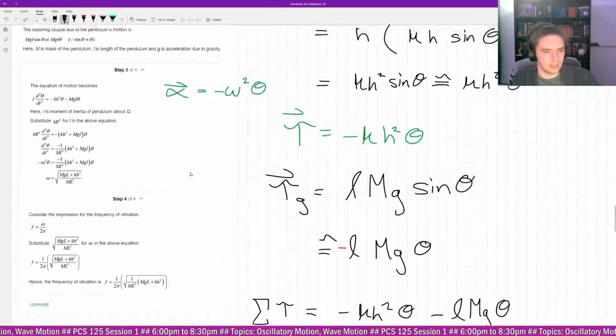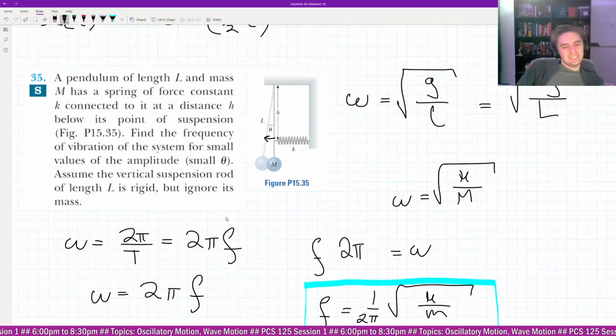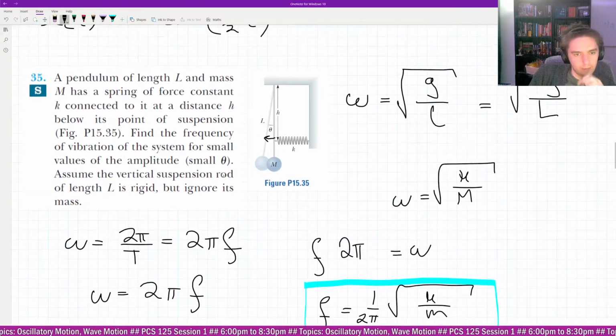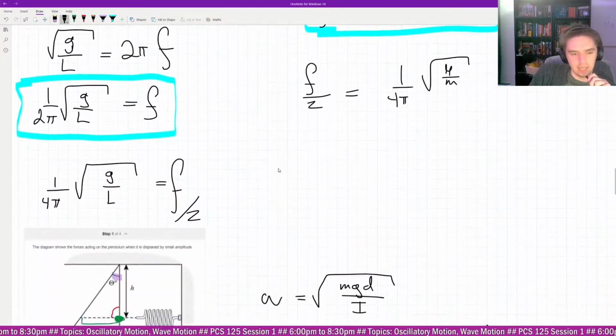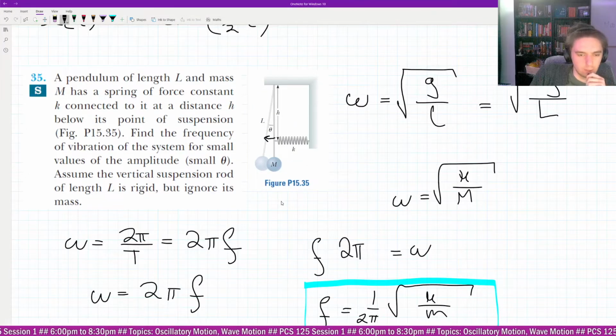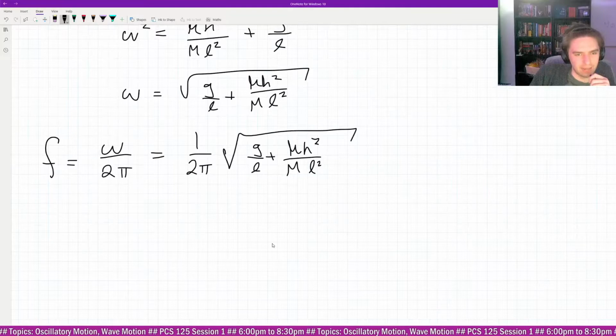So let's try to see from the question, how would we get to that answer? Okay, we need to find the frequency of vibration for the system for small values of the amplitude, so small angular approximation. Frequency of vibration is how many times one full vibration happens per second. So we know that, and I'll jump to the end here, we know that frequency is omega over 2 pi.